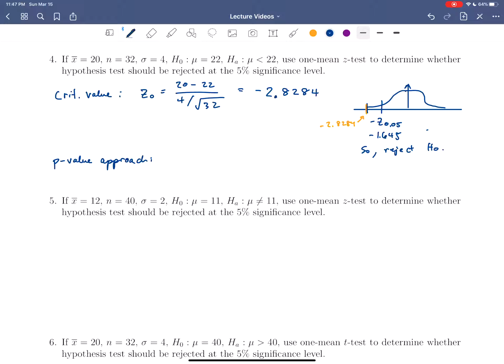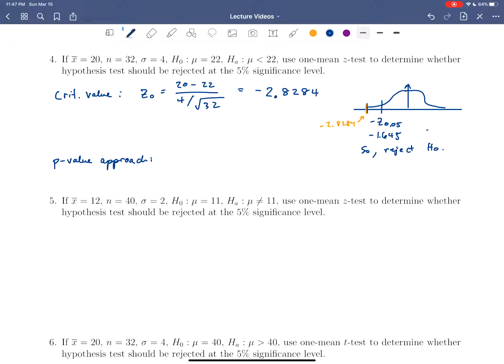Okay, there is enough data to say that mu is less than 22 at the 5% significance level. Okay, that's how that works. That's the critical value approach. The p-value approach is very simply just compute the p-value. And this is a left-tailed test.